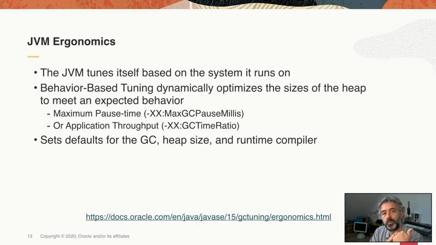It will look at the number of CPUs it has access to, it will look at the RAM it has access to, and it will configure things such as which GC should be used, how many threads we have for the common ForkJoinPool, and so on and so on. So if you don't do any tuning, out of the box, you will have a behavior that is good.